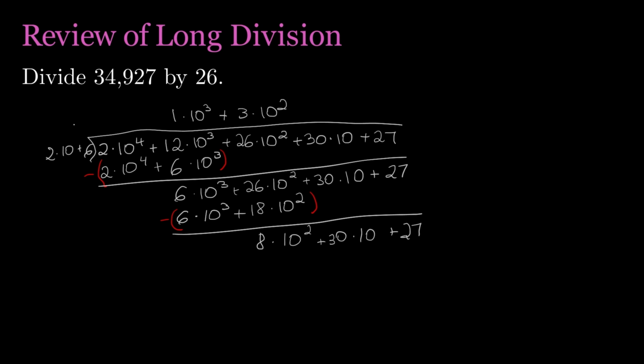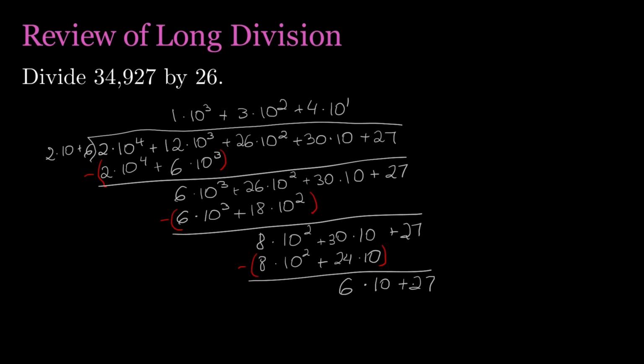I keep going. 8 times 10 squared over 2 times 10 will be 4 times 10, now to the power of 1. I multiply this newly obtained term of the quotient by the divisor and carefully subtract. 4 times 6 is 24 times 10. Again, while subtracting, I have to pay close attention to signs. Well, surprise, the first two terms also cancel here. And 30 minus 24 is 6 times 10, of course, plus 27.